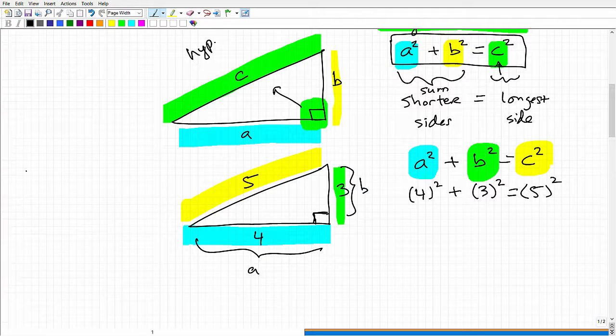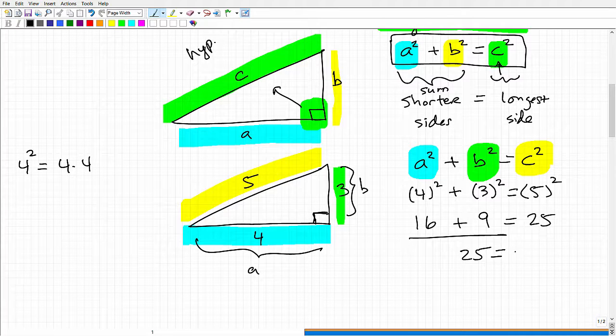Now, squared just simply means, if I have 4 squared, all that is a notation to multiply the number by itself. So that means 4 times 4, okay? So 4 times 4 is what? 16. 3 times 3 is what? 9. And 5 times 5 is what? 25. So let's see if this math checks. Is 16 plus 9, what does that equal to? Well, in fact, it's equal to 25. So we can see that 25 is equal to 25. So in fact, these would be the actual lengths of a right triangle because the relationship is true, okay?